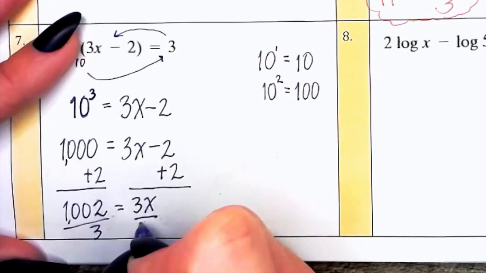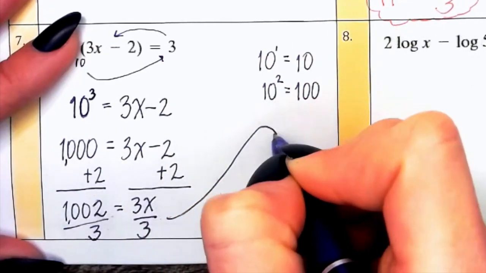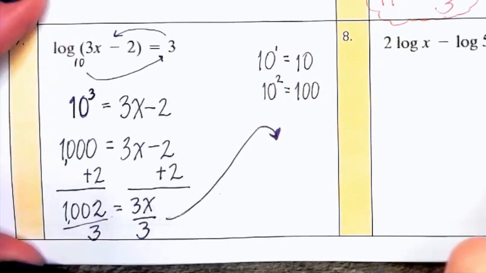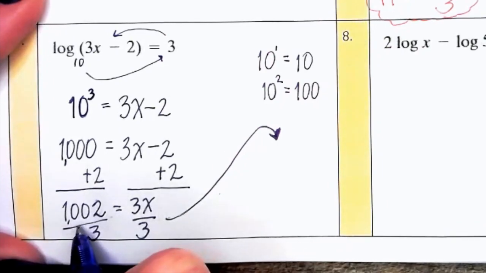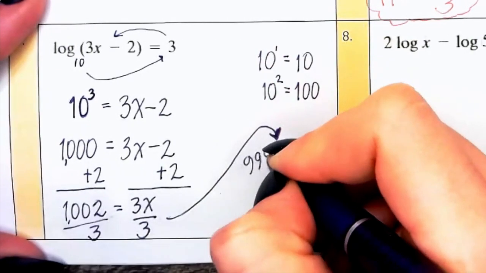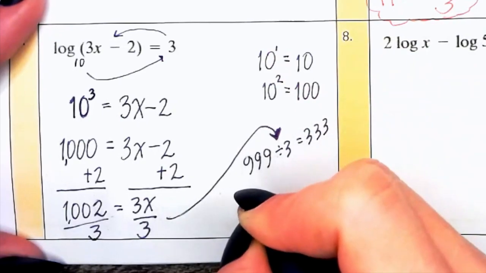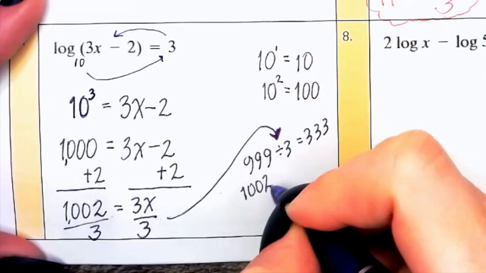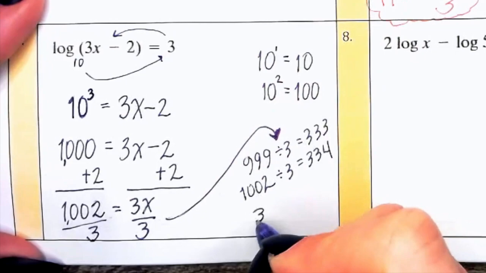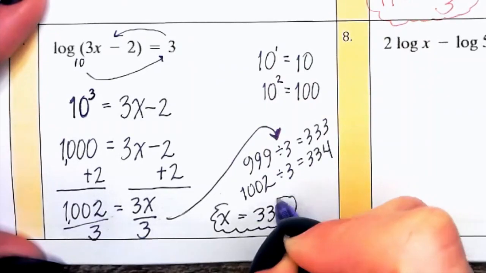As I was writing down the 1,002, I was wondering, is this divisible by 3? And what I thought about in my head, and maybe some of you thought of the same thing, I thought 999 is divisible by 3 because 9 is divisible by 3. 999 plus 3 is 1,002. So if 999 divided by 3 is 333, that means 1,002 divided by 3 is going to be 334. So final answer is 334 equals x, or I'll write the x over here, x equals 334.